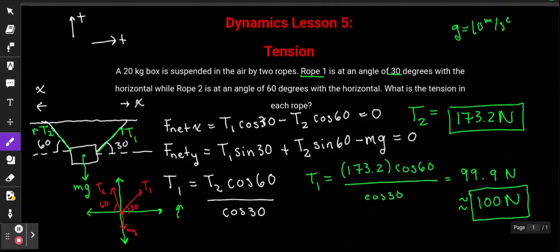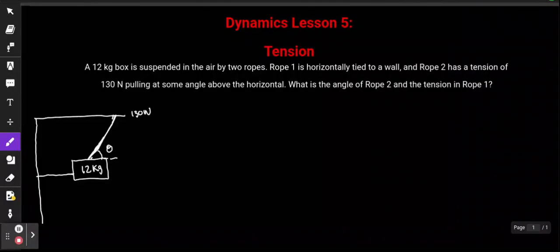So that is how we found the tension in rope 1 and rope 2 given the angle and the mass of the box. So this problem is also asking you to solve for two unknowns, but this time one of the unknowns is an angle. A 12-kilogram box is suspended in the air by two ropes. Rope 1 is horizontally tied to a wall, and rope 2 has a tension of 130 newtons, pulling at some angle above the horizontal. What is the angle of rope 2 and the tension in rope 1?